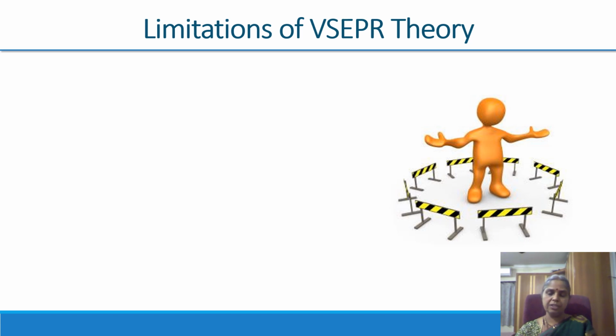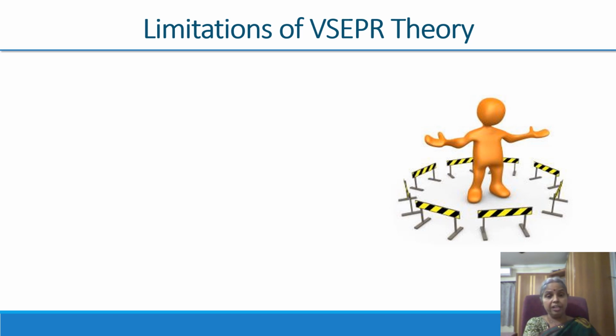Limitations of VSEPR theory. So far we have learnt what VSEPR theory is, how it accounts for distorted geometries and deviations in bond angles, and how you can predict, based on how many bonding pairs and lone pairs a central atom has, how they distribute themselves with minimal repulsion. The underlying fact is that they always try to reduce repulsions. When can they reduce repulsion? When they stay as far apart as possible.